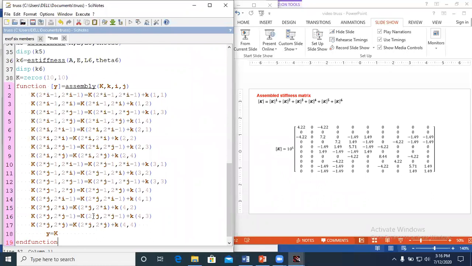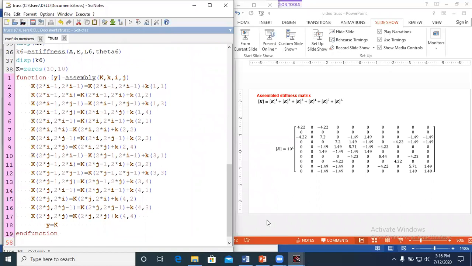Now what I will do, I will call this function for element number 1. Suppose K equal to assembly in matrix K comma k1 comma, your element number 1 is connected to the 1 and 2 node. Now see here, this is the function.